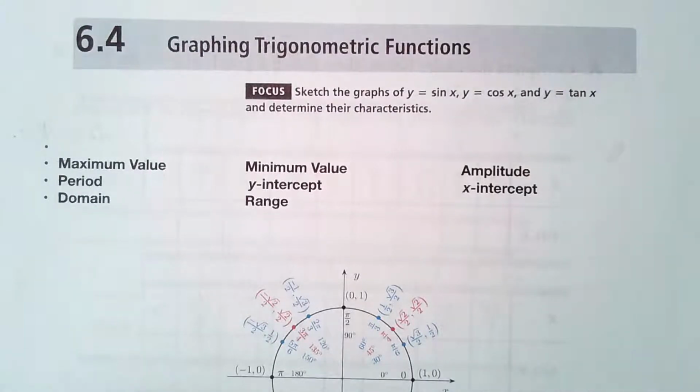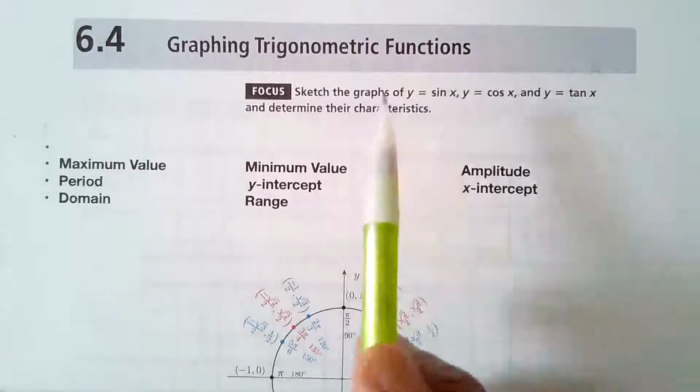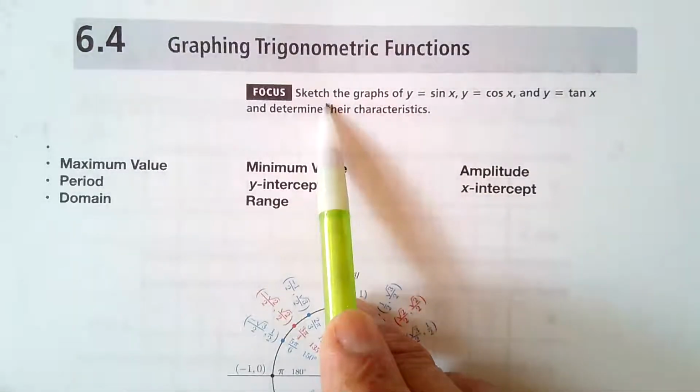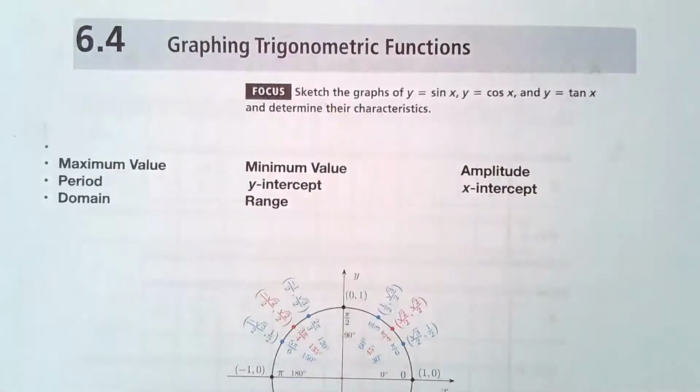Lesson 6.4, graphing trigonometric functions. Just a short lesson. The focus today will be sketching the graph of y equals sine x, y equals cos x, and y equals tan x, and determining their characteristics.